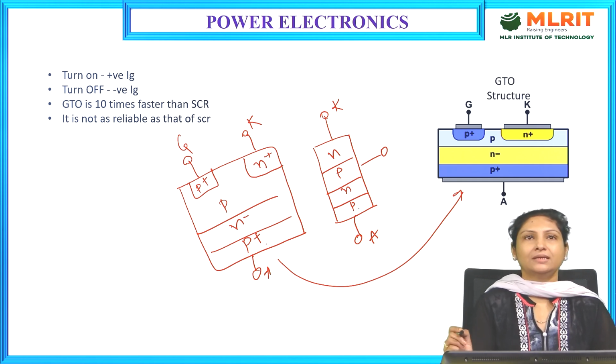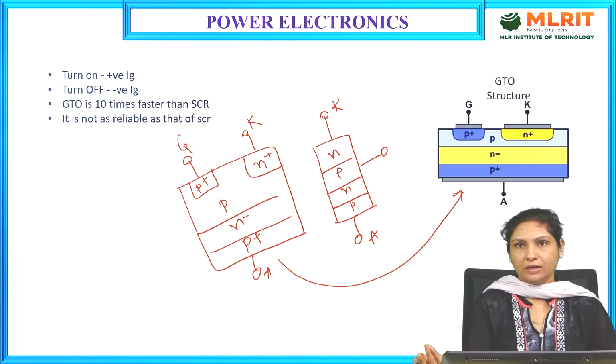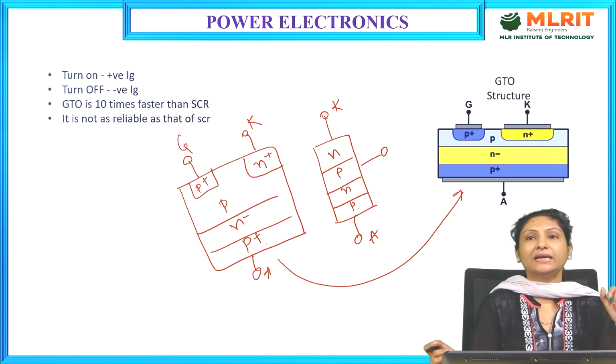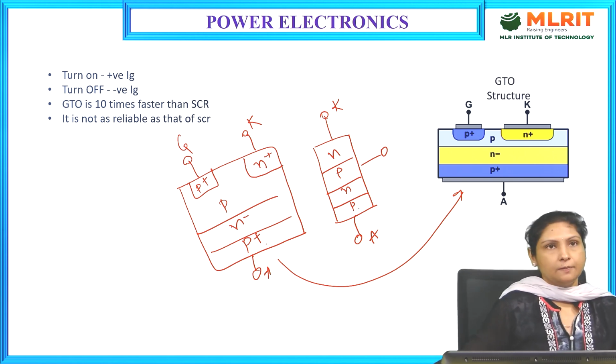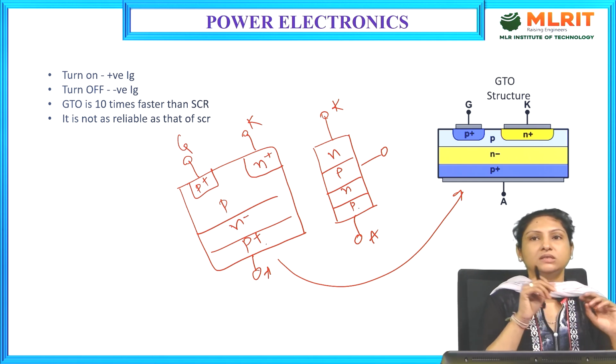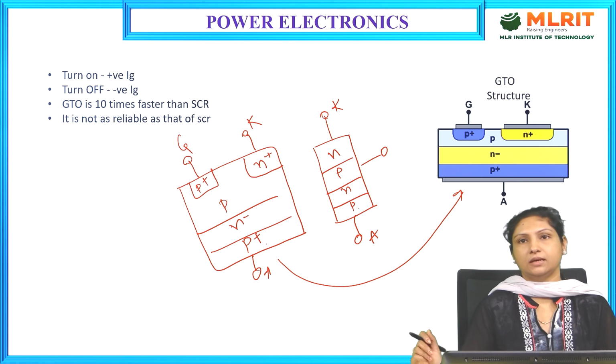And usually the turn on will be with a positive gate pulse, and turn off will be with a negative gate pulse, and this GTO is usually 10 times faster when compared to a normal SCR. And if you see, GTO is not as reliable as SCR.